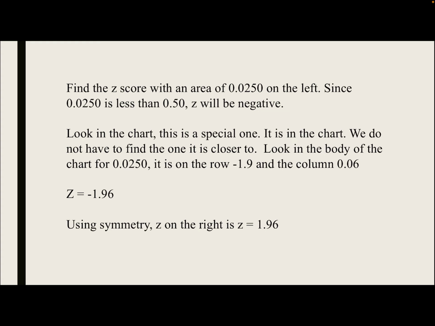Find the z-score with an area of 0.0250 on the left. Since that's less than 0.5, it will be negative. If you look in the chart, you see that this is a special one, that it is actually in the chart. Okay, and you see row negative 1.9, column 0.06, so z equals negative 1.96. Now, that's the one on the left. Using symmetry, the one on the right would be z equals positive 1.96.